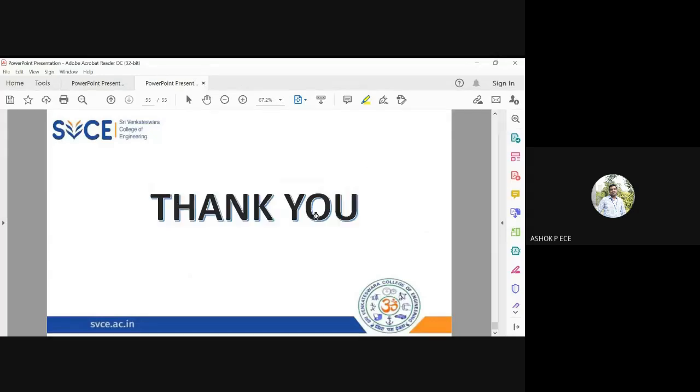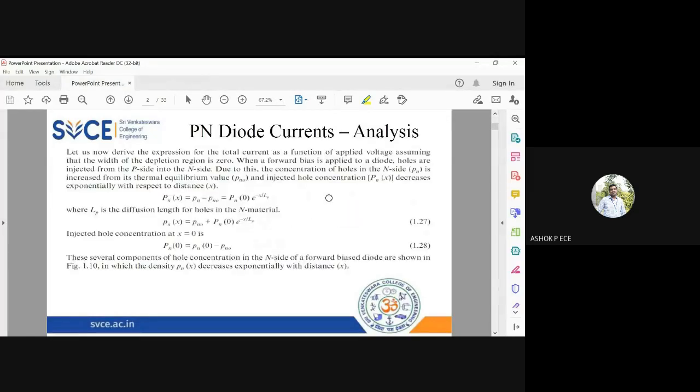Next class, we'll continue further with the analysis. Now we are going to derive the PN junction diode current. What is the expression for the current flowing through a PN junction diode?